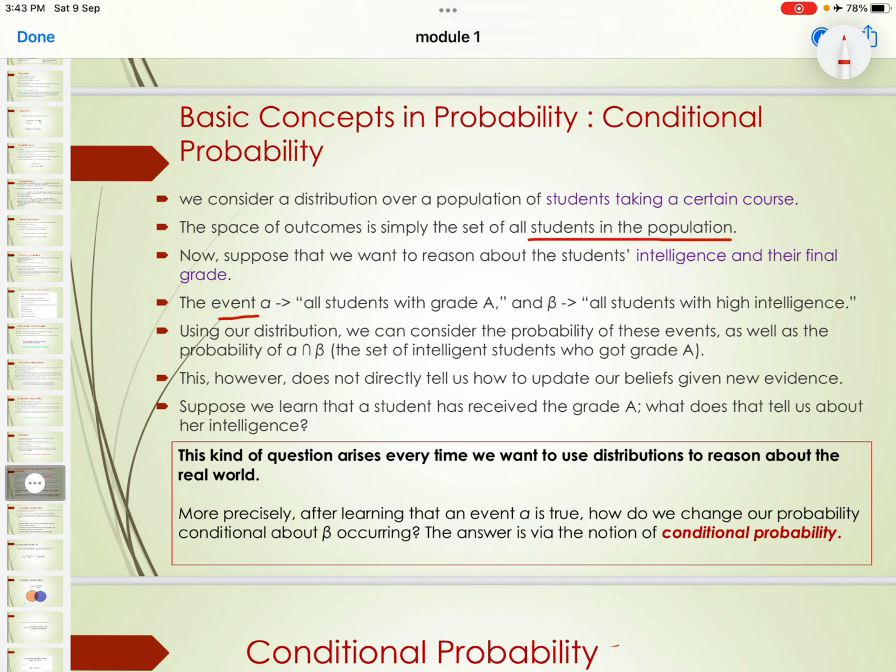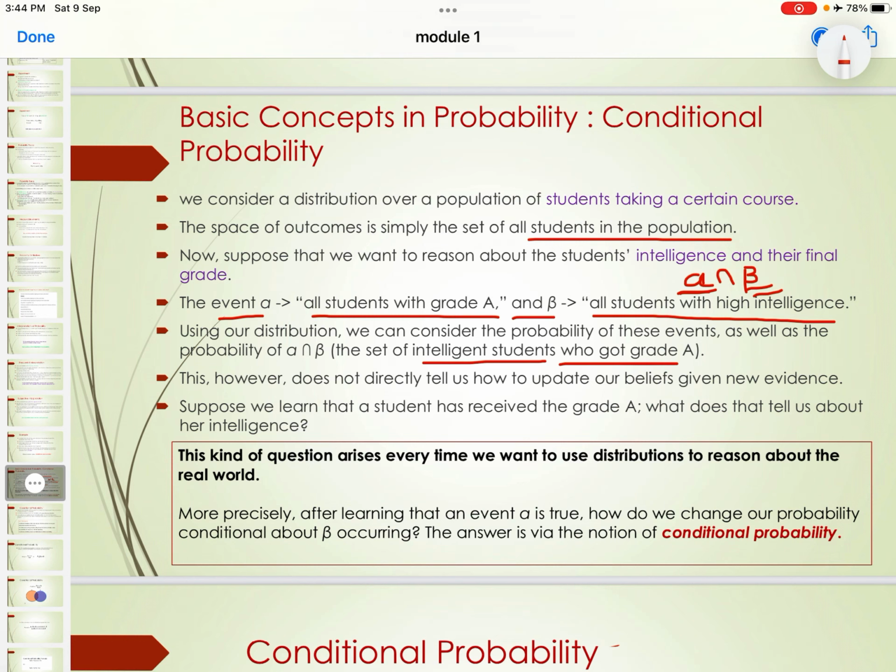So we say that event A is all students with grade A and event beta is all students with high intelligence. Using our distribution, we can consider the probability of these events as well as the probability of A intersection beta. So A intersection beta means the students who have grade A as well as are intelligent. So, the set of students who are intelligent and got a grade A. This, however, does not directly tell us how to update our beliefs given new evidence.